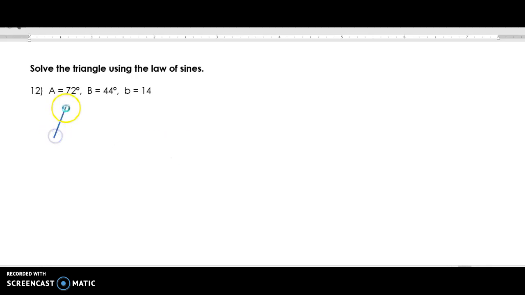So when I mark my diagram, I have A, I have B, I have C. So A is 72 degrees, B is 44 degrees, and little b is 14. Right away, to find angle C, we're going to do 180 minus 72 minus 44, which would give you 64 degrees.